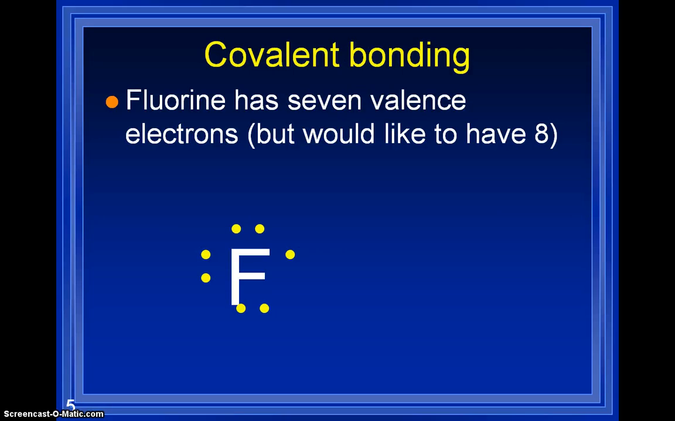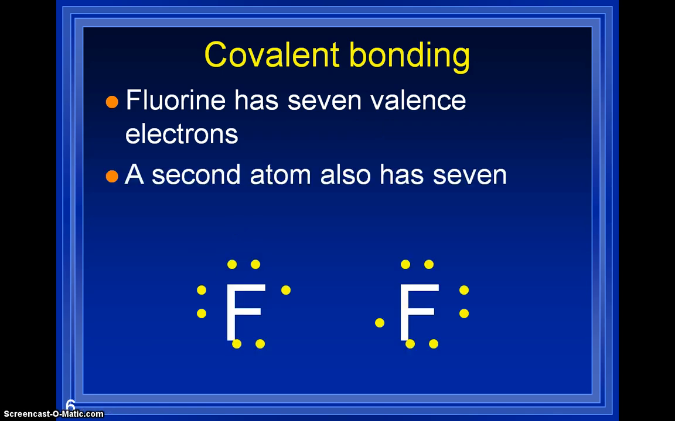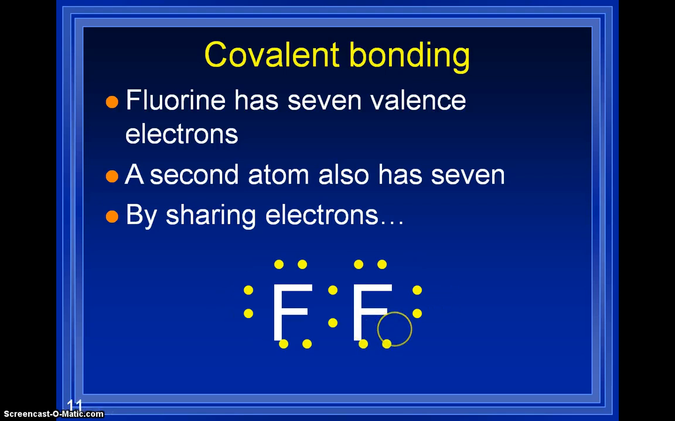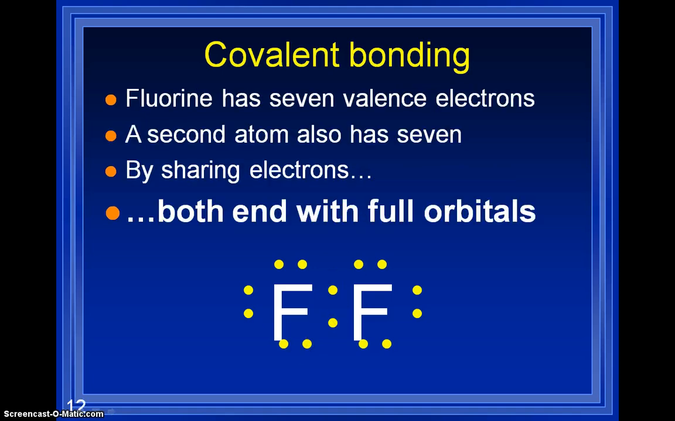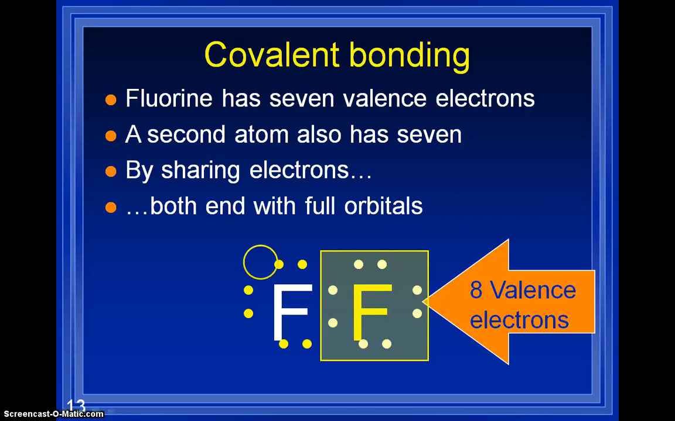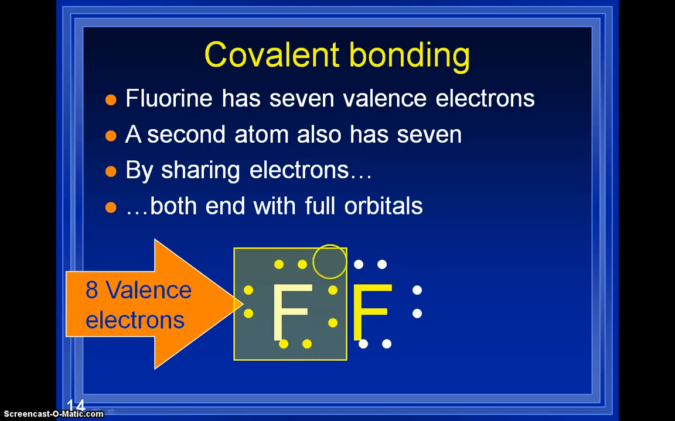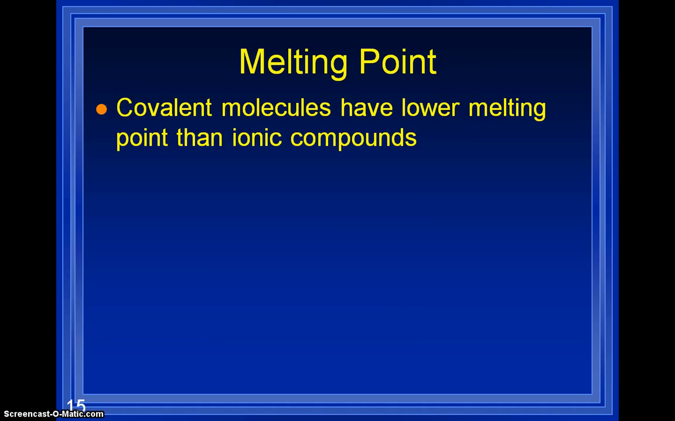So let me just give you an example. Let's say we have 1 fluorine, and it's got 7 valence electrons because it's a halogen. It needs 1 more to have a full 8. Then if we had a second one that has 7, if they came in close proximity to one another, they could actually share that last electron, and by sharing, they would both end up with full s and p orbitals, or a full 8 electrons. So this fluorine has 8 valence electrons, and this fluorine also would have 8 valence electrons. So by sharing, they achieve that noble gas configuration.